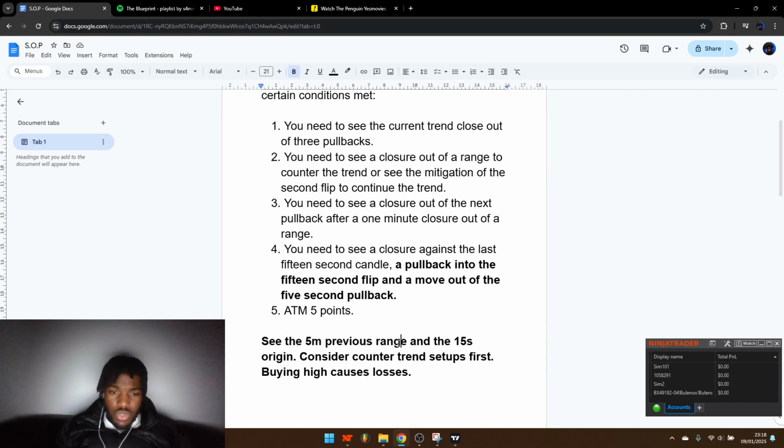See the 5 minute previous range and the 15-second origin. Consider counter trend setups first, and understand that buying high and selling low causes losses.